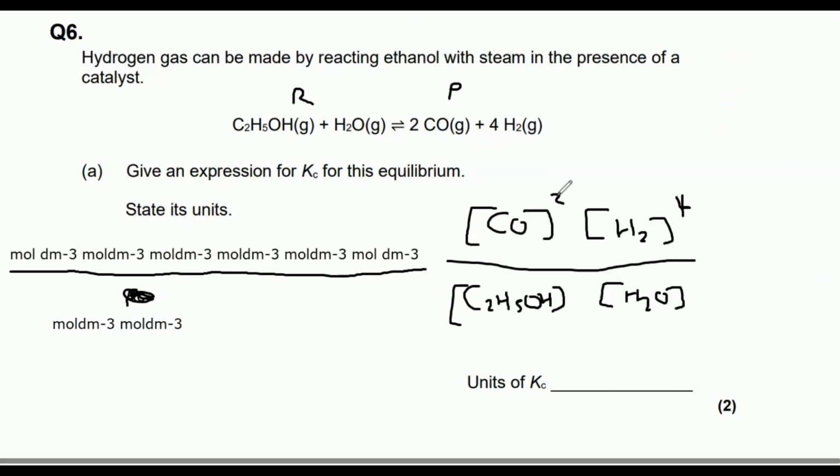Right, what I'm trying to show you here is you see I've got 2 lots of carbon monoxide, 4 lots of hydrogen. So there's actually 6 lots of mole dm -3. 1, 2, 3, 4, 5, 6. Oh my days, it's a lot. And down below, as there's no coefficients for the reactants and they're underneath, I've just got ethanol to mole dm -3 and water mole dm -3.